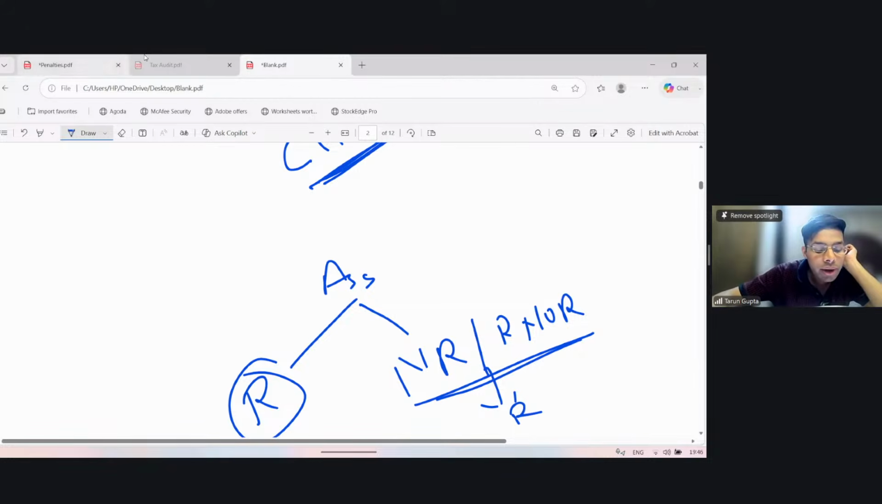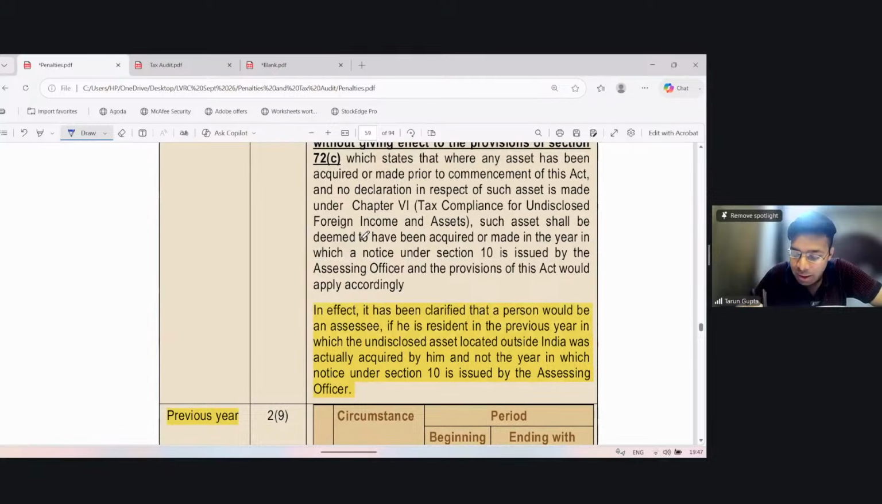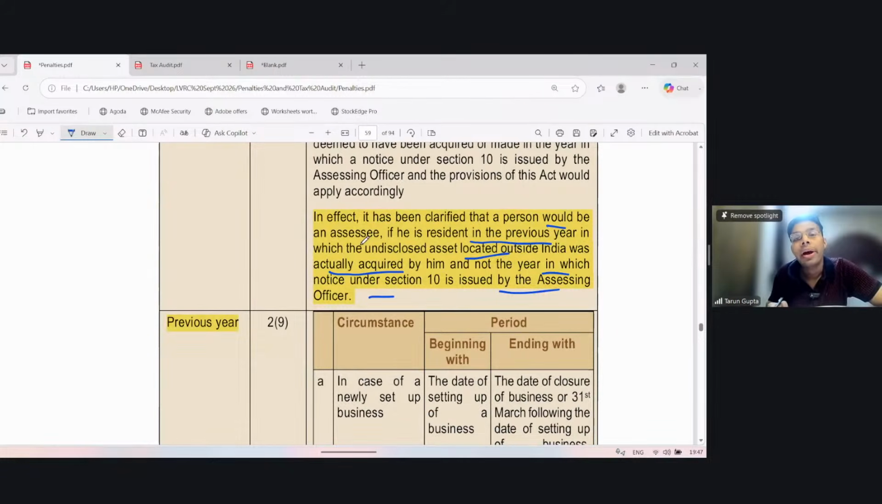And the year which we are referring to as the year of acquisition, here it means the actual acquisition, not the deemed. See, in our case, the asset was acquired 10 years before, though the AO has a power to tax it now, but here we are talking about whether he was resident at that time, 10 years before, when the asset was acquired. Okay. So it has been clarified that a person would be assessee if he is resident in the previous year in which the undisclosed foreign asset was actually acquired by him, and not the year in which notice is issued by the AO. Clearly? Though such asset can be taxed currently, for determining whether the person qualifies as assessee or not, we have to see the residential status in the year in which the asset was actually acquired.